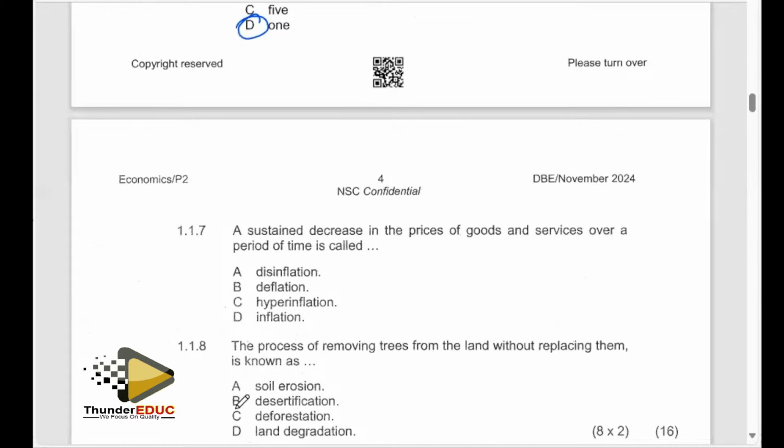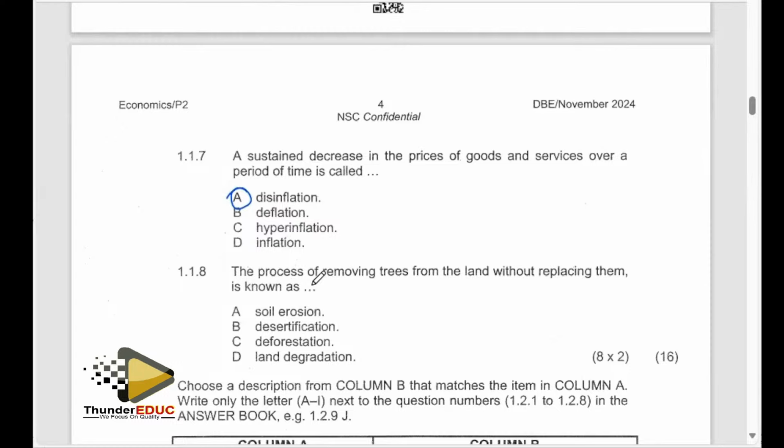A sustained decrease in the prices of goods and services over a period of time is called disinflation. Okay, right. Because disinflation is actually associated with the prices, but when it comes to deflation, it is associated with the cost of production. Okay, right. So now let's check 1.1.8. It reads as follows. The process of removing trees from the land without replacing them is known as deforestation.